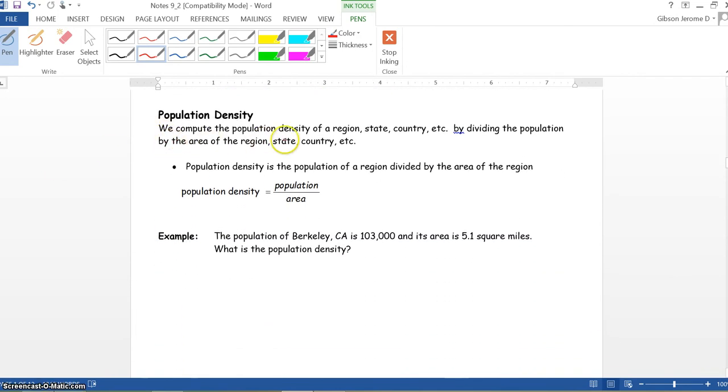Population density. We compute the population density of a region, state, country, etc. by dividing the population by the area of the region, state, country, etc. Population density is the population of a region divided by the area of the region. And here is the formula. Population density is equal to the population divided by the area. The population of Berkeley, California is 103,000 and its area is 5.1 square miles. What is the population density?